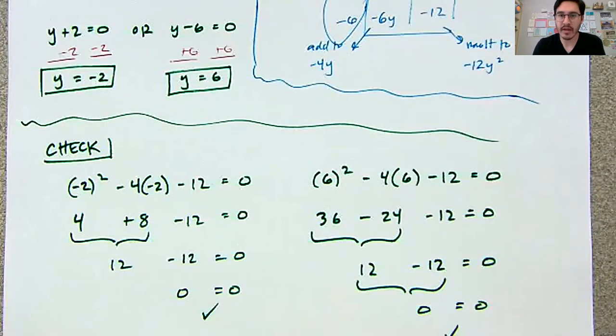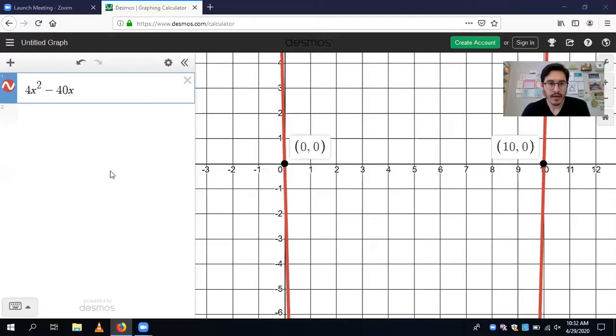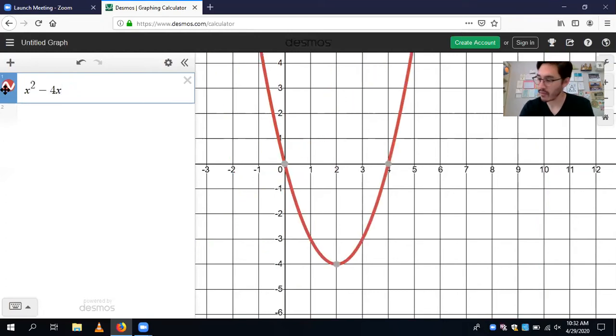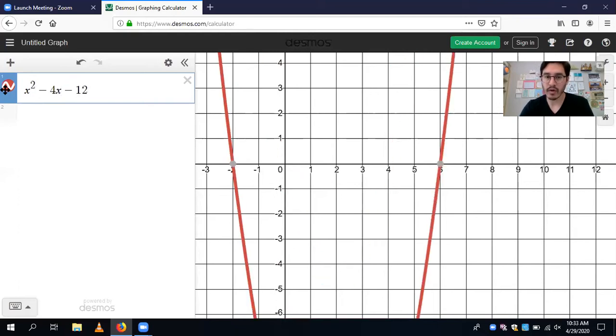Let's see what this looks like in Desmos. Okay, so I'll switch back over. And let's go ahead and type in the quadratic function only. Now, we had y's in the original problem. I'm just going to change them to x's. So I'll write x squared instead of y squared, minus 4x instead of minus 4y, minus 12.